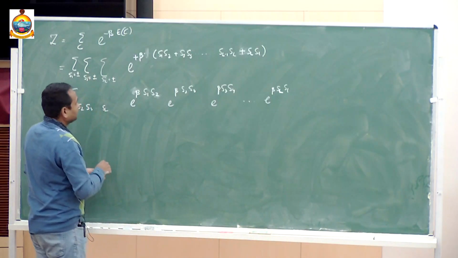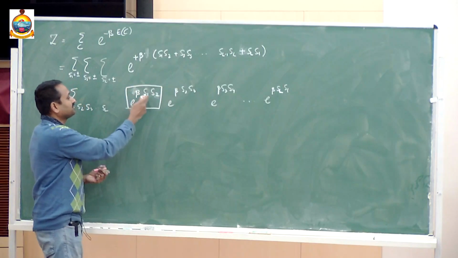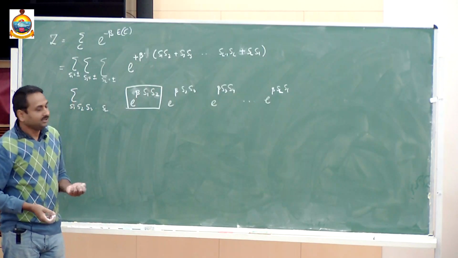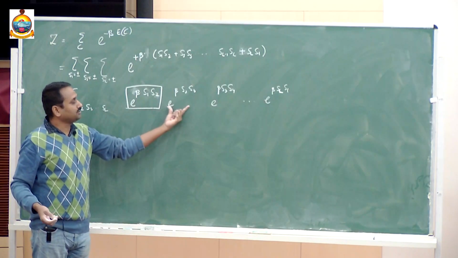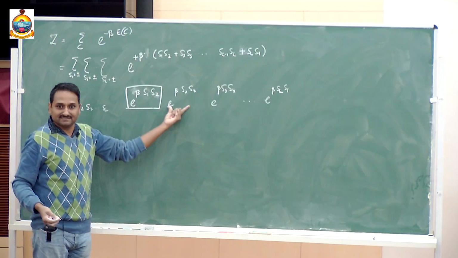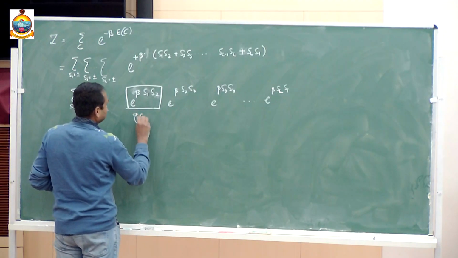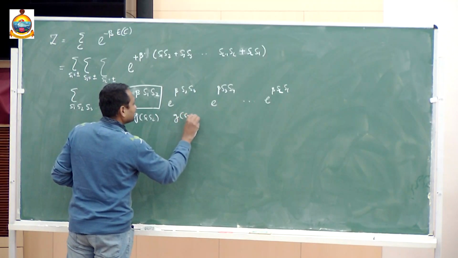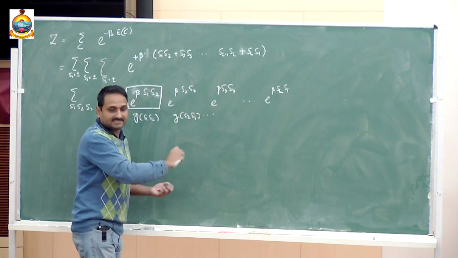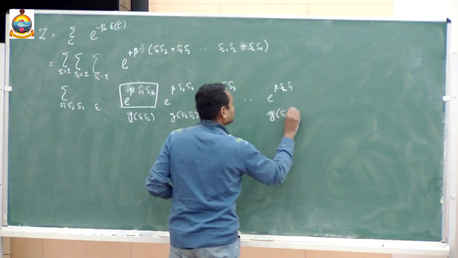What I say is that this defines some function. This function depends on S1 and S2, right? So if I call this f of S1 S2, this will be the same f of S2 S3. I call it the function g of S1 S2, and this is g of S2 S3, like that. This is the same function, and that last one is g of SL S1.